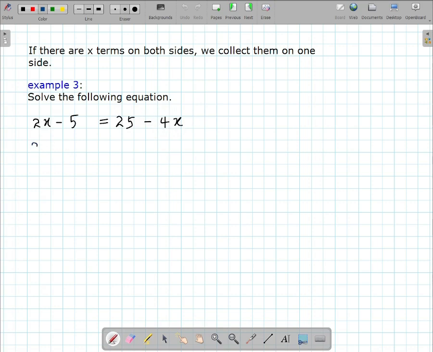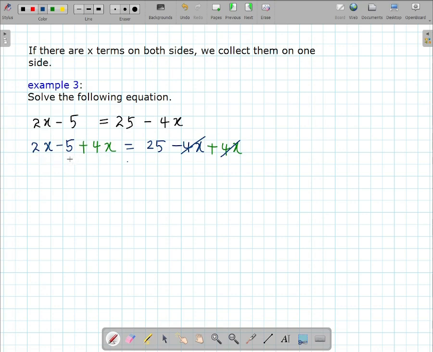So I write 2x minus 5 plus 4x equals 25 minus 4x plus 4x. Then you can see on the right hand side minus 4x plus 4x gone. So on the left hand side we have 2x and 4x like terms.